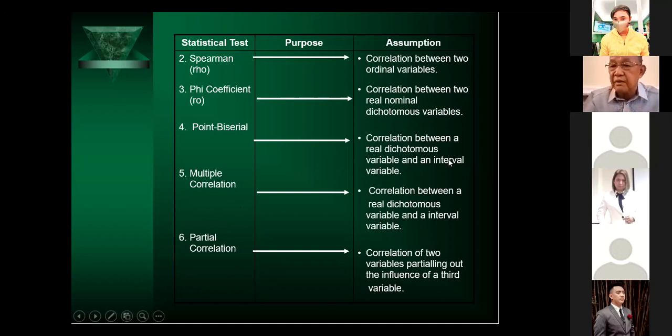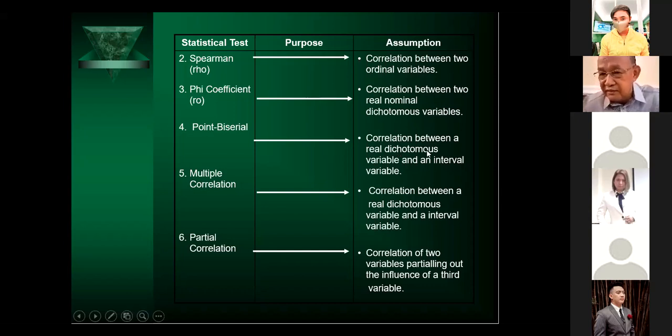Yung isang variable naman is interval. Sabi natin, managerial effectiveness. O kaya may rating ka ng managerial efficiency ng administrators. May be presented in terms of outstanding, very satisfactory, o kaya naman ay grades pala, no? 95, 90, 85, 83, 82, yun. Yung Y variable mo ay interval. Pero yung X variable mo, dichotomous. Is that clear to the group?